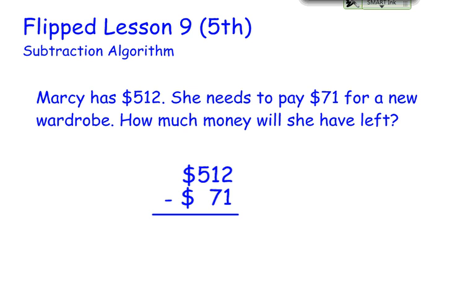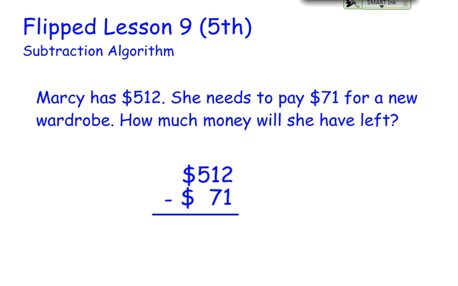So here's our example. It says Marcy has $512. She needs to pay $71 for a new wardrobe. Wardrobe, of course, is being clothes, if you're not sure about that. Or it can also refer to a big closet that you put your clothes in. You can think about whichever one you think she really needs. New clothes or a place to keep her clothes. Anyway, the question says, how much money will she have left?